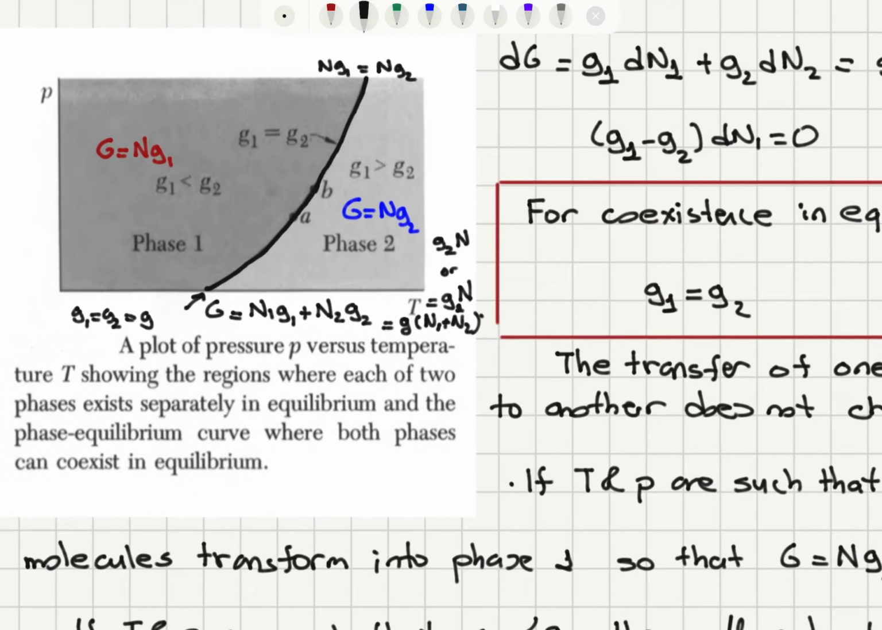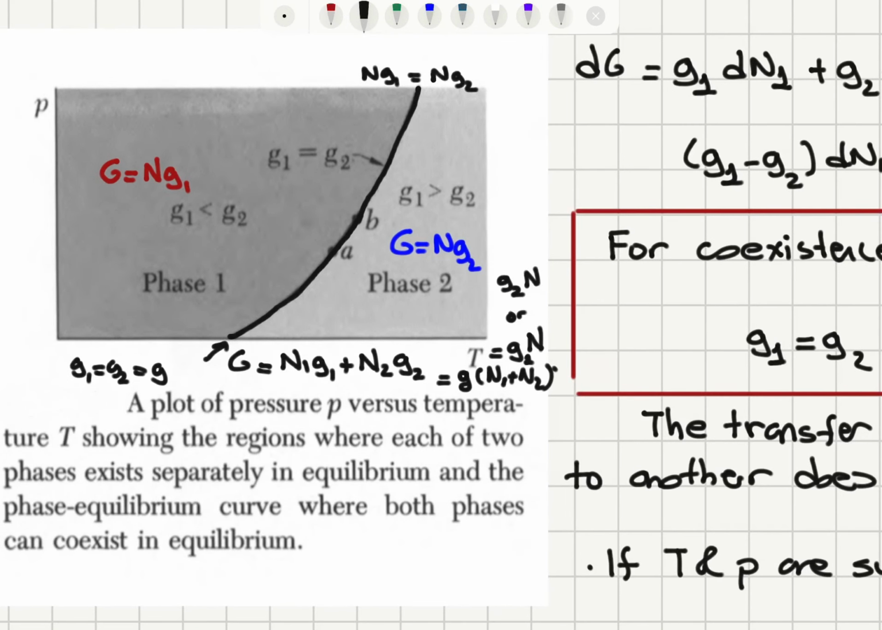So there is no preference of phases for these molecules. If the temperature and pressure are such that the Gibbs free energy per molecule in phase 1 is less than that of phase 2, having all of the molecules in phase 1 guarantees that the Gibbs free energy is minimized. We have G equal to capital N G1. If G2 is less than G1, then we have all molecules in phase 2, so that the total Gibbs free energy is N G2. Along the curve of coexistence, it is either N G1 or N G2, they are the same.